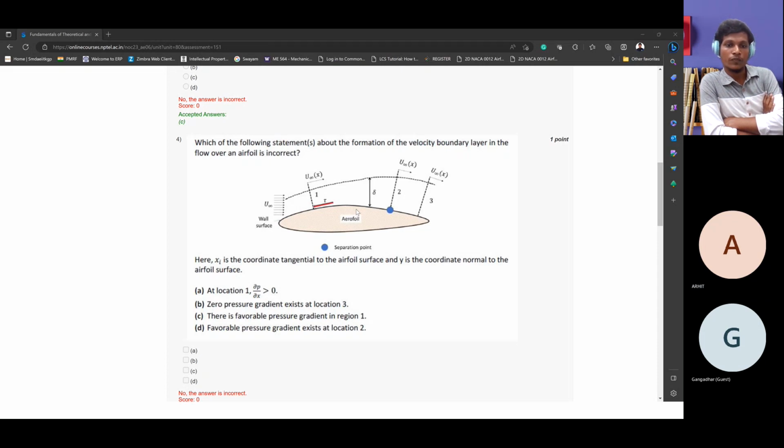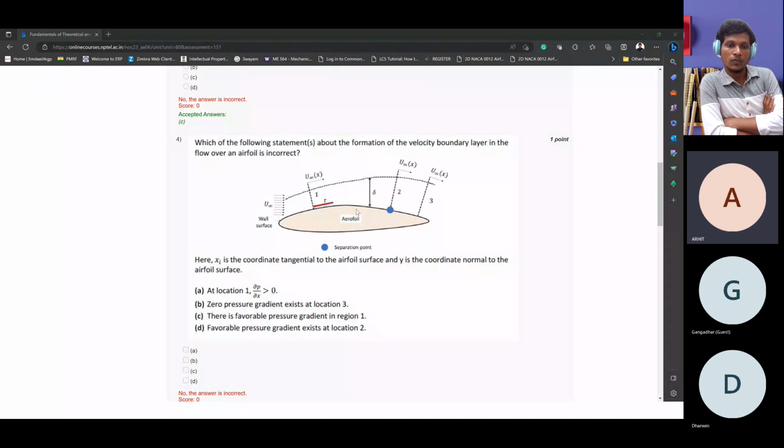Yes, it's location 2. And C is there is a favorable pressure gradient in the region 1. This one is correct, sir. Option C is correct. Okay. And option D, favorable pressure gradient. What does exactly they mean by the favorable pressure gradient?